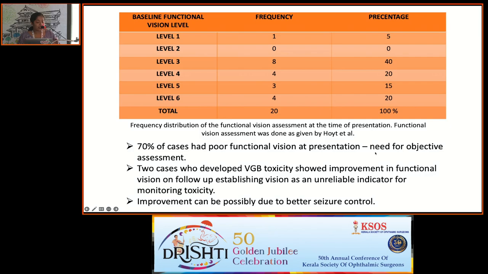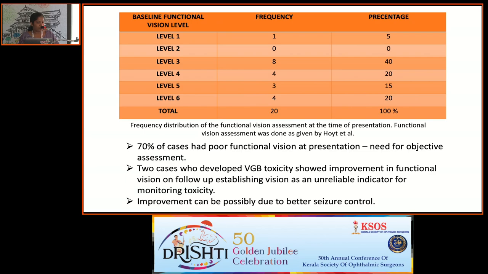Moreover, 2 cases who developed vigabatrin toxicity on follow-up actually showed improvement in functional vision assessment, which is actually contradicting the effect it produced. So this improvement can possibly be due to better seizure control rather than a direct effect on vision.